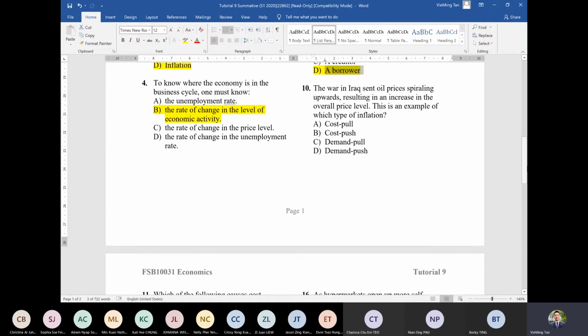Number 10, Chrissy Chai. The war in Iraq sent oil price spiraling upwards, resulting in an increase in overall price level. This is an example of which type of inflation? C. Demand pull.